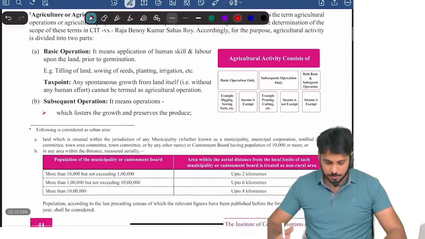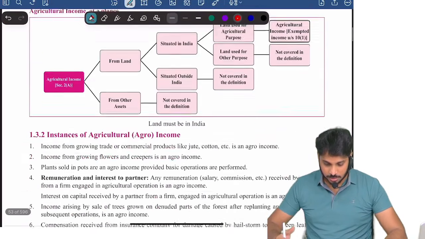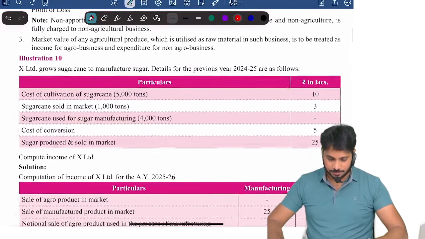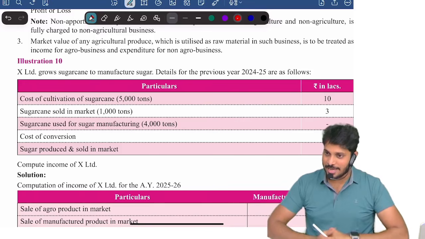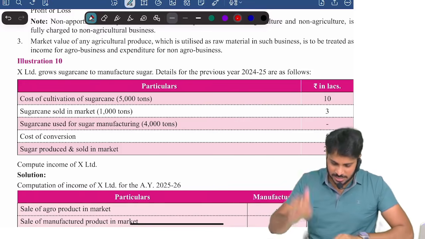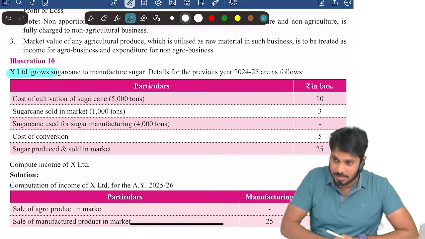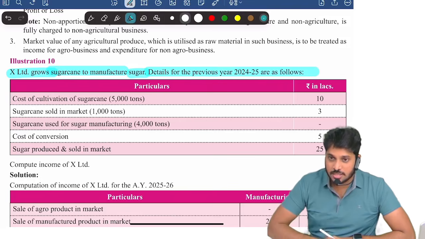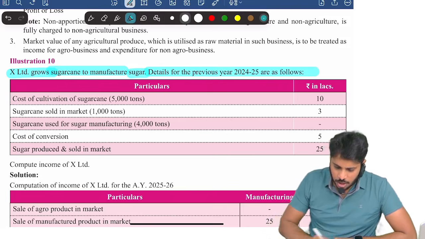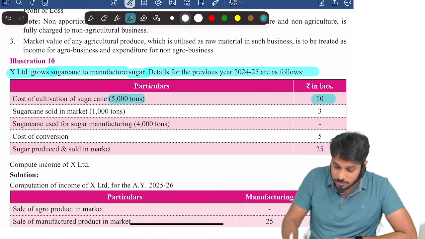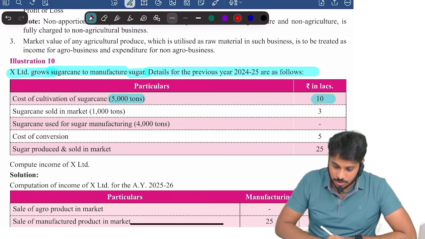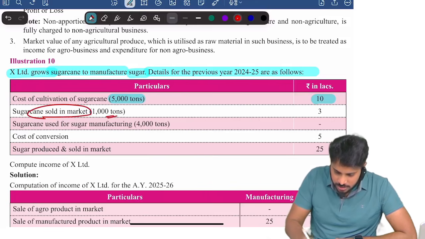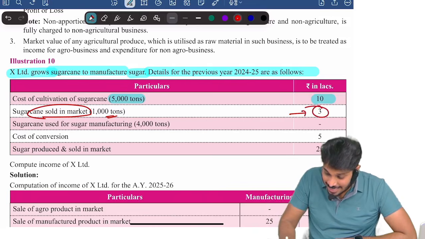In agriculture income, the illustration number is 10. Sugarcane point, similar example we discussed. Now we'll discuss, no problem. X Limited grows sugarcane to manufacture sugar. Details for previous year 24-25 as below. Cost of cultivation of 5,000 tons of sugar is 10 lakhs. 10 lakh rupee is the cost. Next, sugarcane sold in market. Only 1,000 tons is sold in the market for 3 lakh rupee.